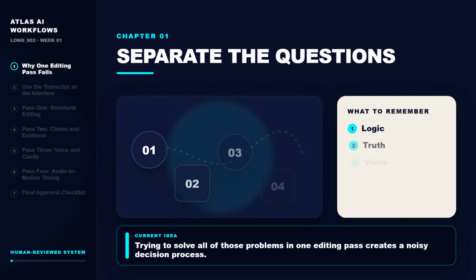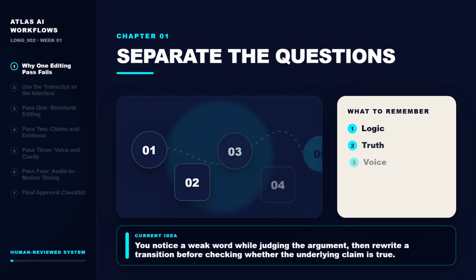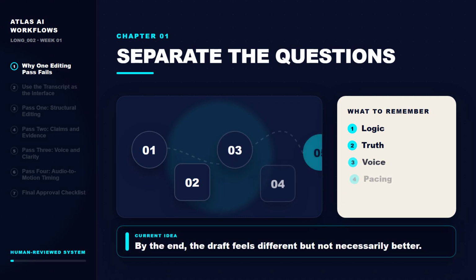Trying to solve all of those problems in one editing pass creates a noisy decision process. You notice a weak word while judging the argument, then rewrite a transition before checking whether the underlying claim is true. By the end, the draft feels different, but not necessarily better.